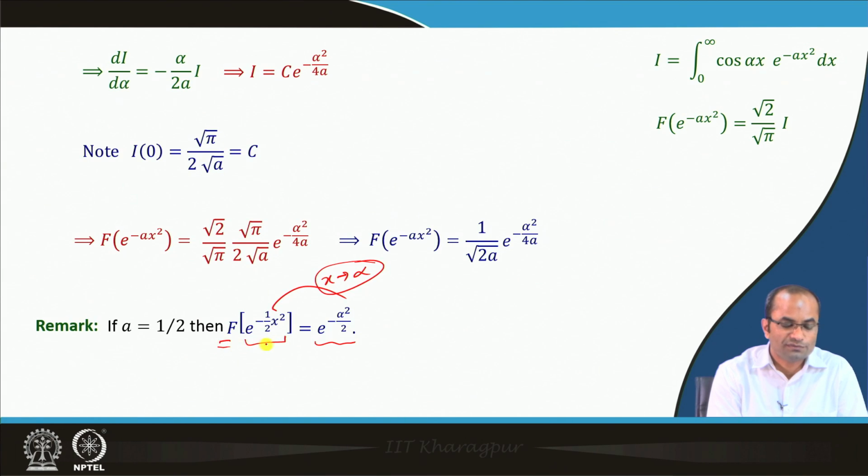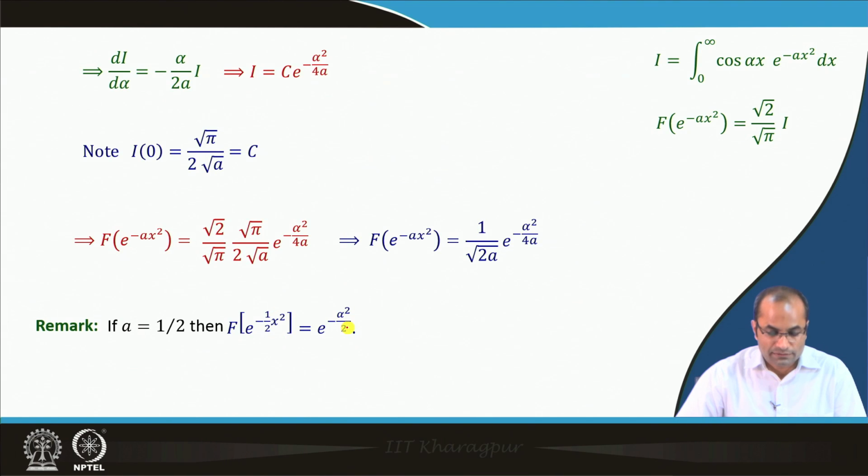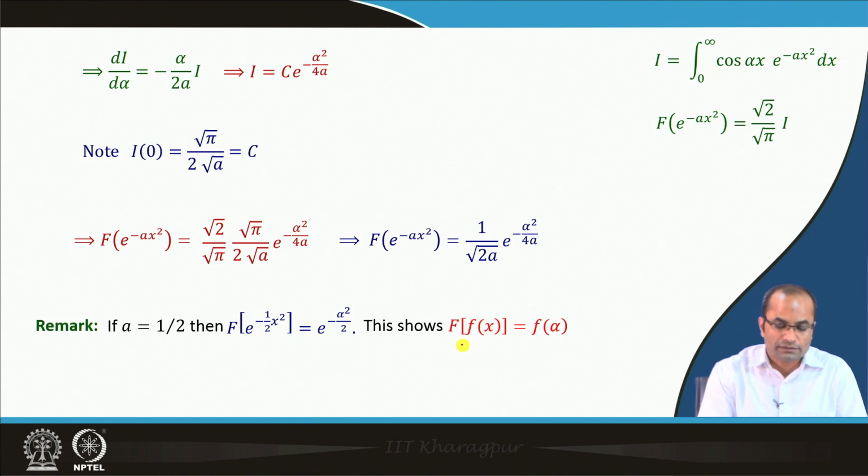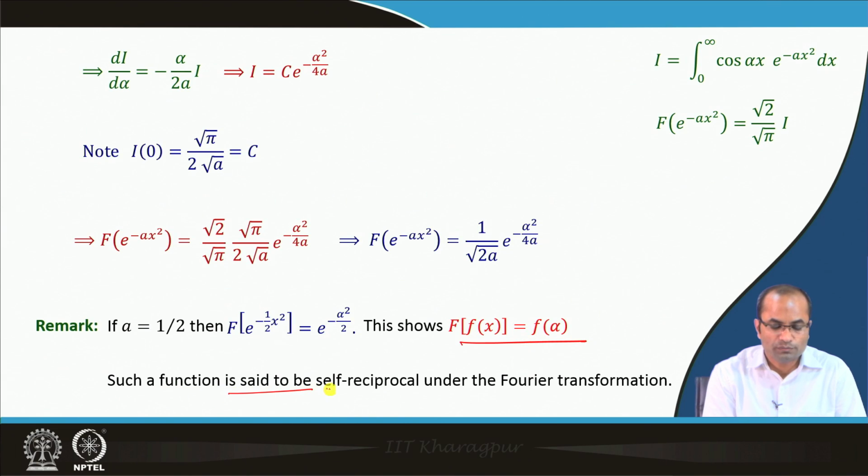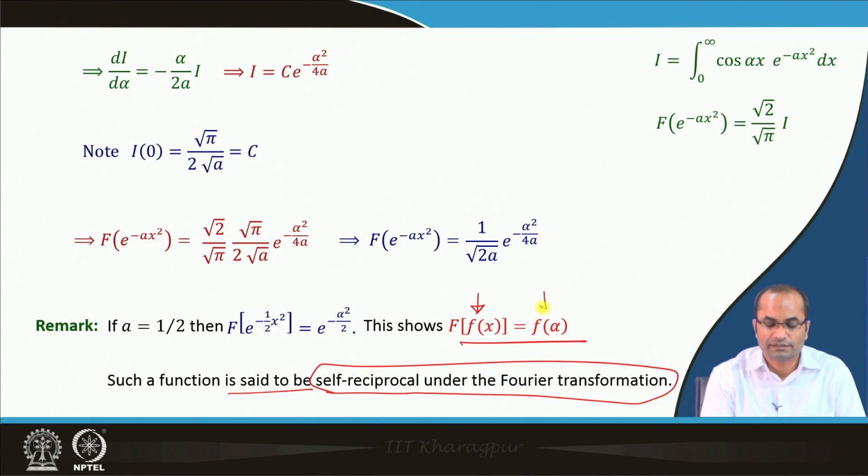So, the Fourier transform of this function is exactly the same function, and such a function is said to be self reciprocal under the Fourier transformation, because the Fourier transform of f of x is just f of alpha, and this is one of the examples of such functions.